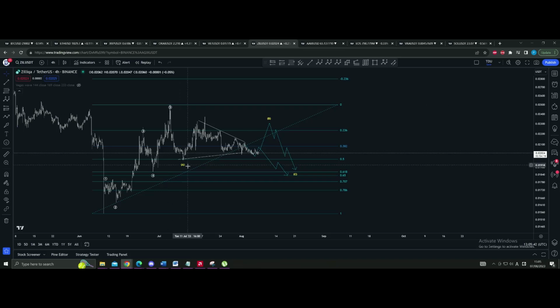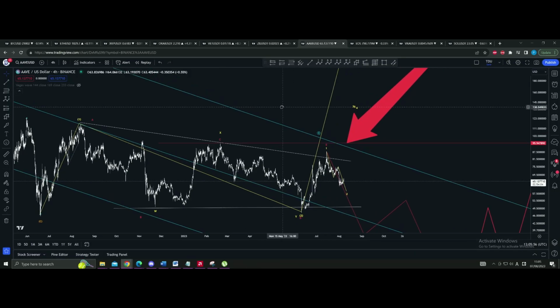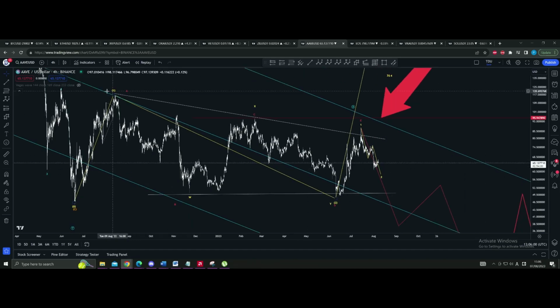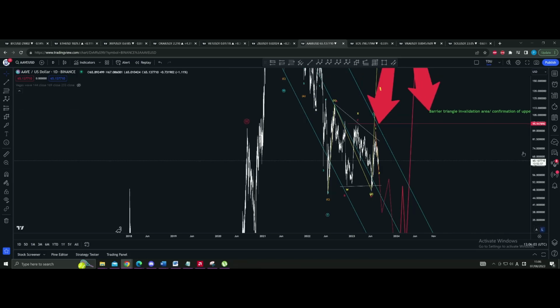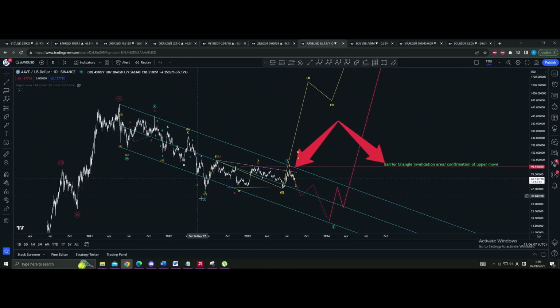Impulse, wave A. Are you a triangle or are you a flat? Nobody knows. Pretty much the same thing. Wait for it here. AAVE, this one I have a completely different opinion with, just quickly through the macro. Either WXY we're done, or we're forming a barrier here, or we're forming a larger flat.